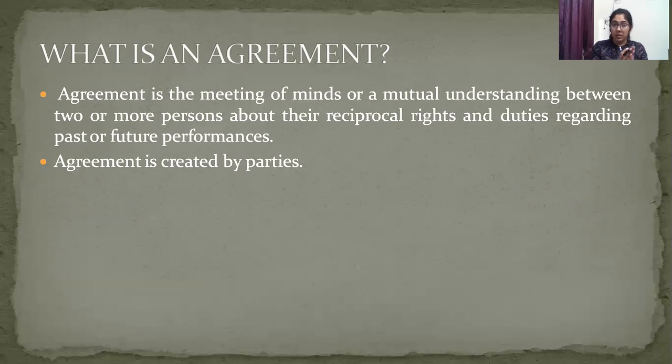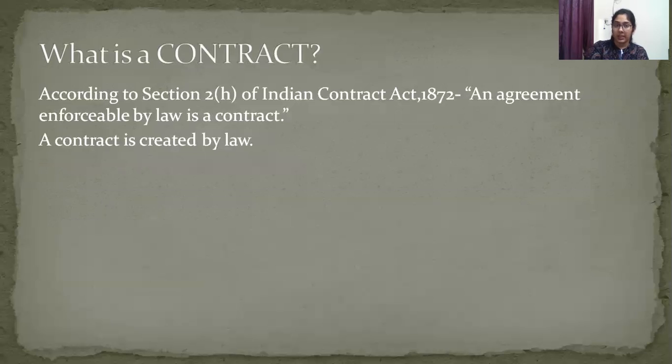So that's an agreement. Another important thing that I want to talk about is when an agreement becomes a contract. An agreement becomes a contract when it is enforced by law. An agreement that is not enforced by law is just an agreement, but the moment a legal angle is added to the agreement, it becomes a contract.